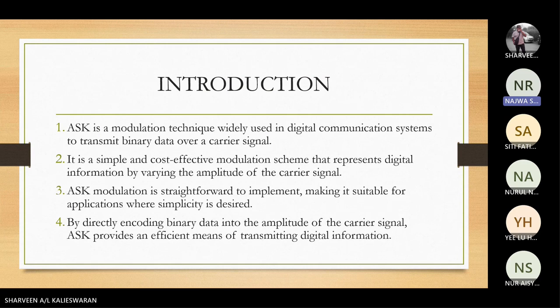B0821110079. Firstly, about the introduction. Amplitude shift keying is a modulation technique widely used in digital communication systems to transmit binary data over a carrier signal. It is a simple and cost-effective modulation scheme that represents digital information by varying the amplitude of the carrier signal.